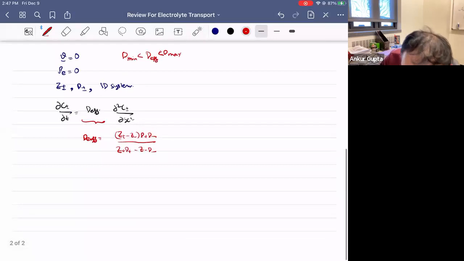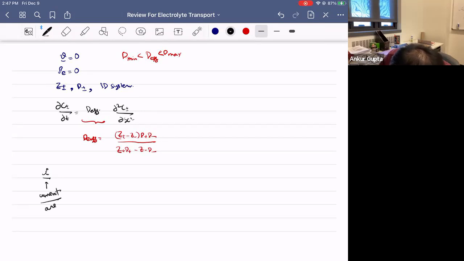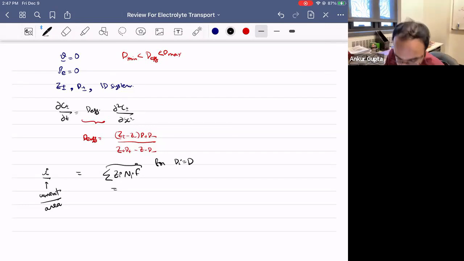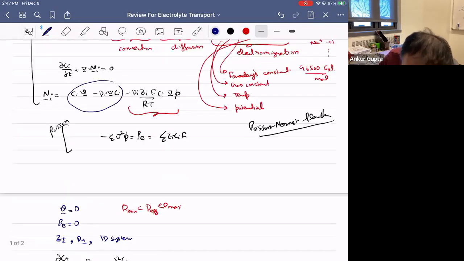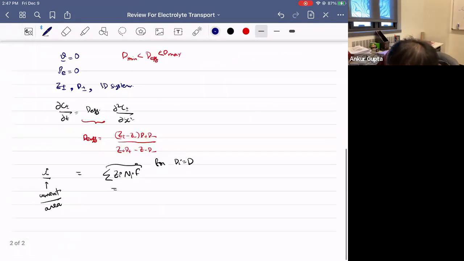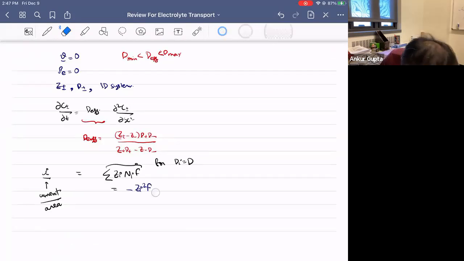The second part we discussed was I. I was current per unit area. And this comes out to be summation Zi Ni F. And this, for Di equal to D, so this is for same diffusivity systems, the other two terms in the fluxes vanish. And essentially you get Zi F square Ci D by RT.